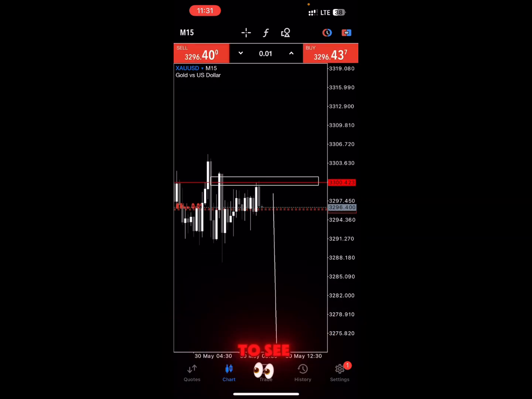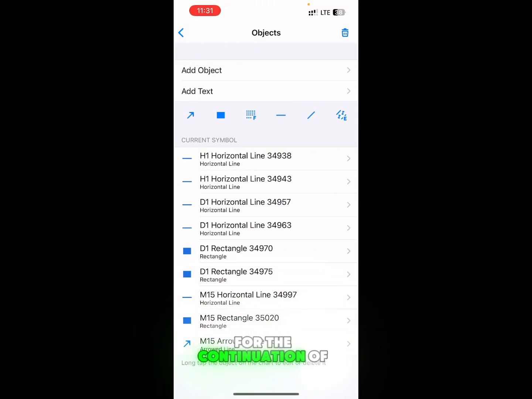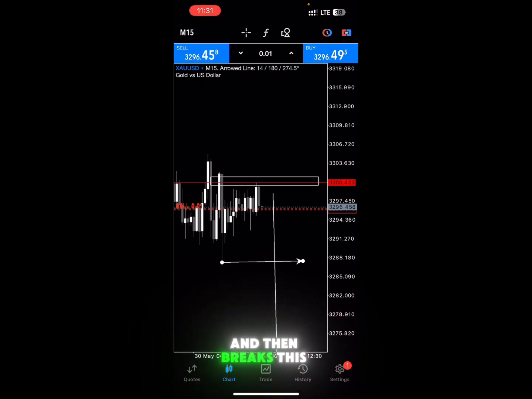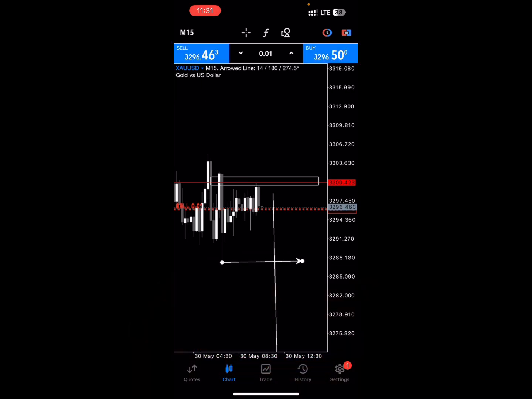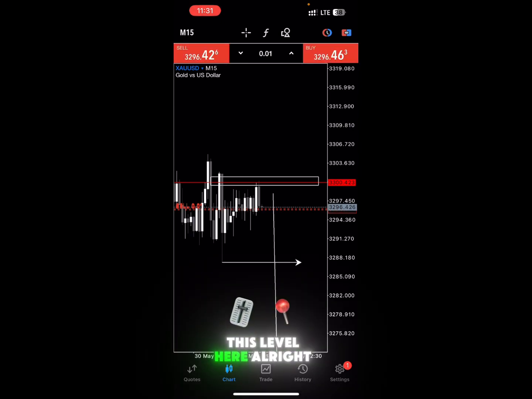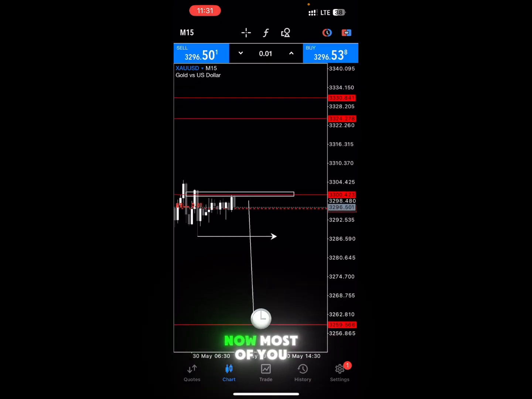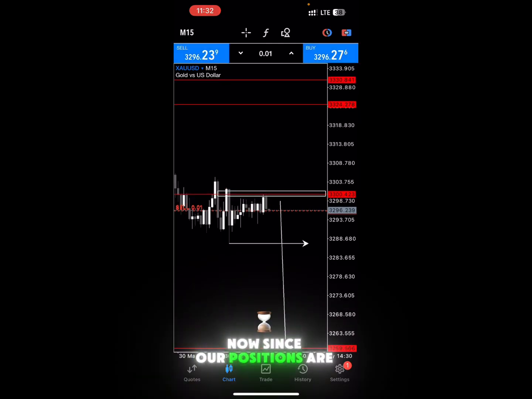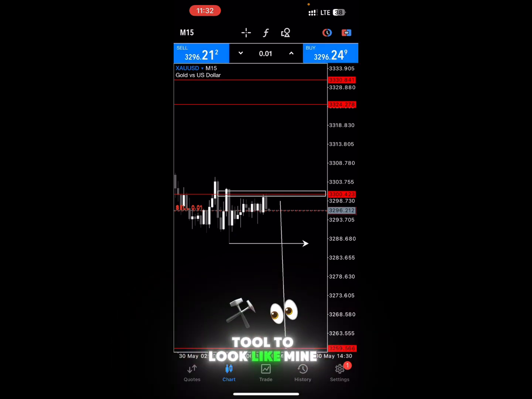What we would want to see for the continuation of this move is that price actually comes here and then breaks this level, this level here. Now most of you will ask me, how can I configure the Fibonacci to make it look like yours? Since our positions are already open, let me get into details on how you can configure your Fibonacci tool to look like mine.